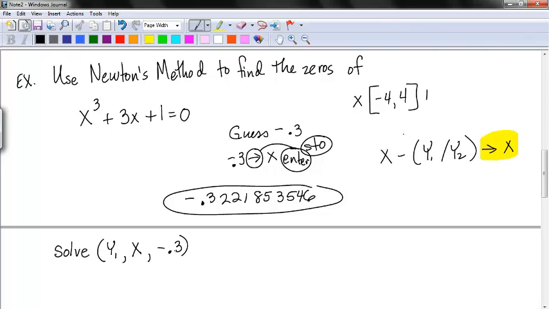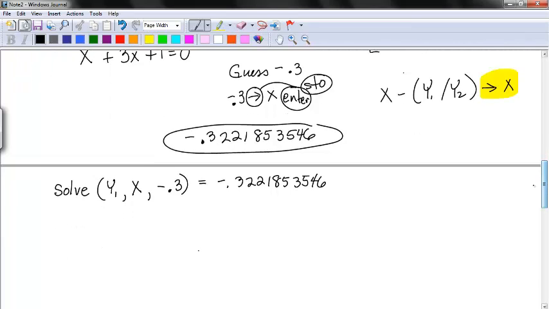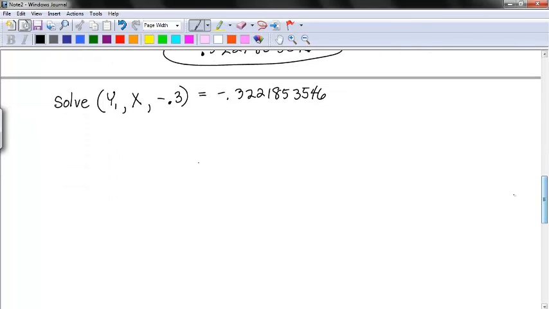And you should end up with negative 0.32218535546. Now this one converges to a point. Newton's method does not always converge to a point, and that's when you end up with some different things like chaos. For example, if I had a graph that was something like this, Newton's method does not always converge.